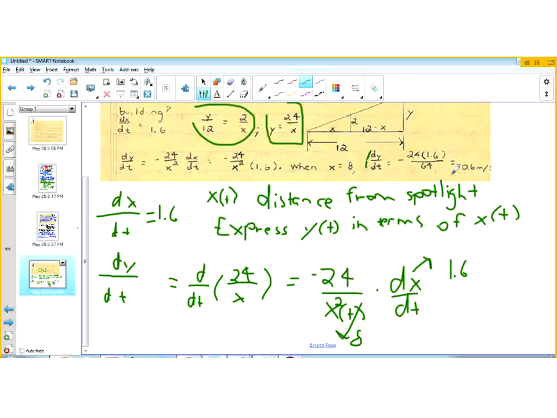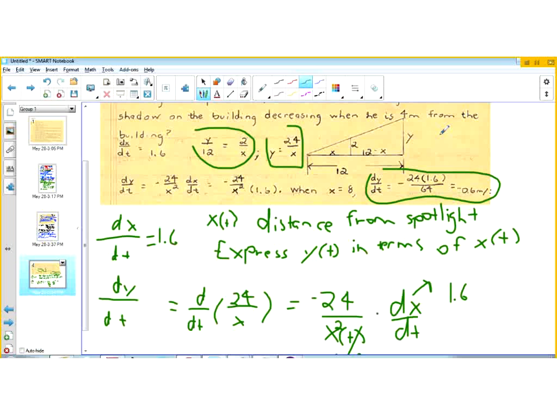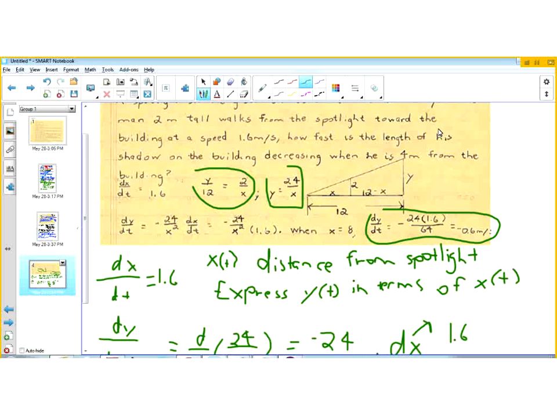When we solve for dy over dt, we get this number right here. You can use your calculator to verify that. The negative sign is fortuitous, because the negative sign means that it's decreasing with time. So the shadow is decreasing at a rate of 0.6 meters per second. And when he hits the wall, then there's no shadow, evidently. Interesting problem.